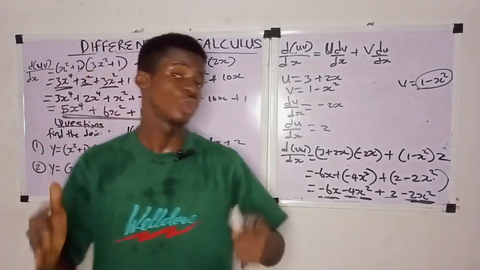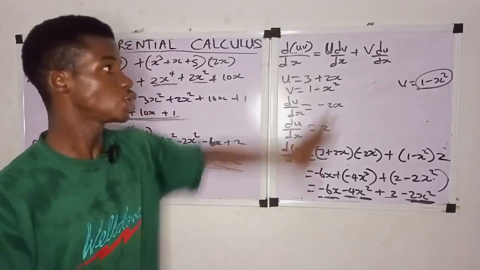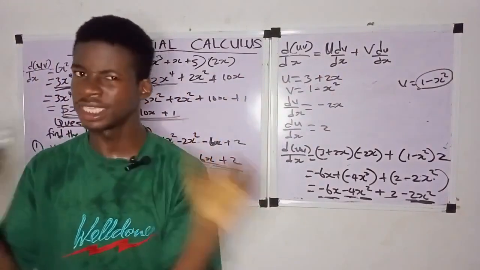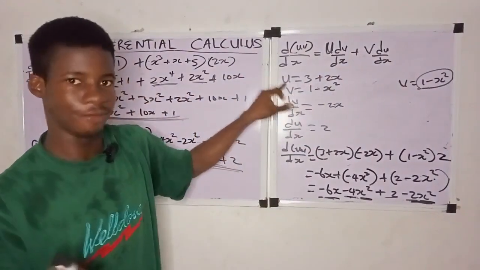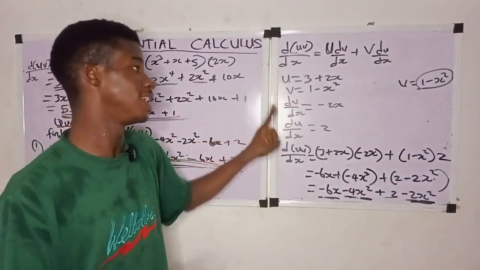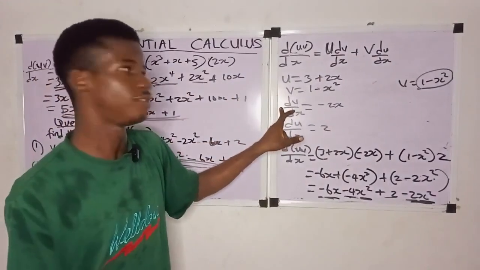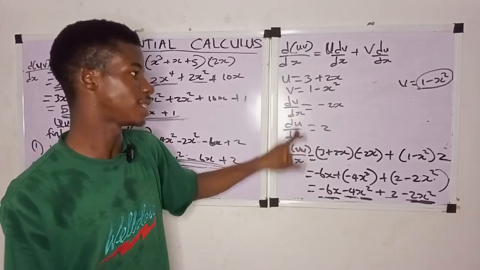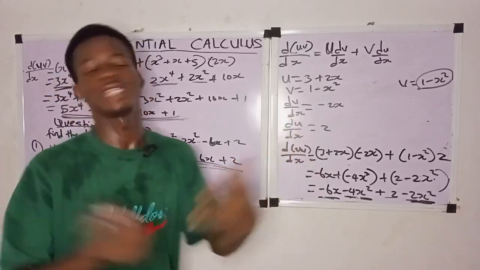The important thing you need to know under the product rule is that you just know the formula. Once you know the formula, it's very easy for you. Next, identify your u, identify your v, then differentiate v with respect to x, and differentiate u with respect to x. So that is just it.